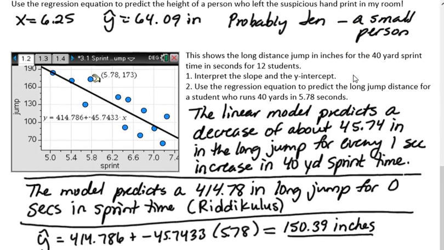Okay, in our previous notes we looked at some long distance jumps as compared to sprint time. So a person's sprint time in seconds for the 40 yards compared to their long jump, also in inches. And so I did a regression for this. So let's interpret the slope and the Y-intercept again. So this says the linear model predicts a decrease, in this case a negative slope, of about 45.74 inches in the long jump for every 1 second increase in 40-yard sprint time. So in other words, people who take longer to sprint, so they're slower, probably don't have as long of a long jump.